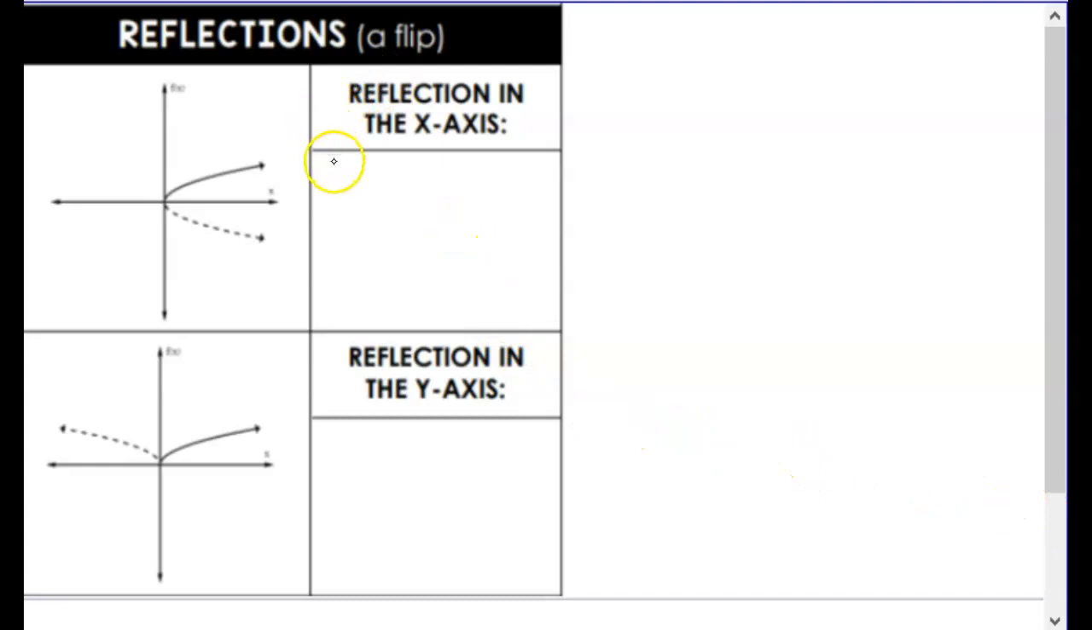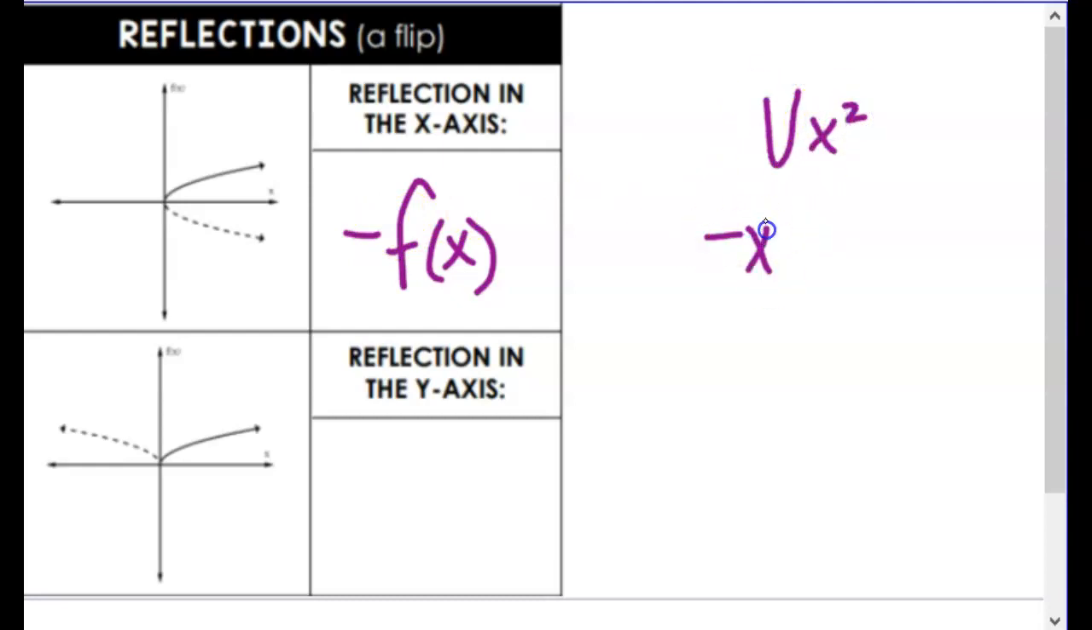All right, moving on, when we add a negative out front of the function, that reflects it across the x-axis. If you just remember, a parabola is an x squared, but a negative x squared means the parabola opens down, right? So multiplying a negative out front flips it over.